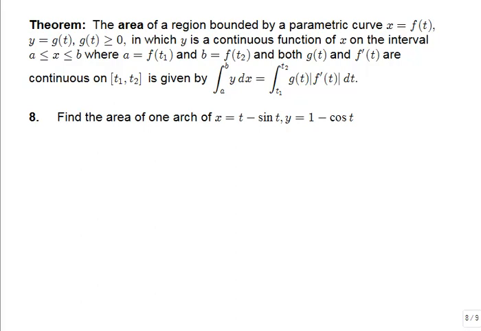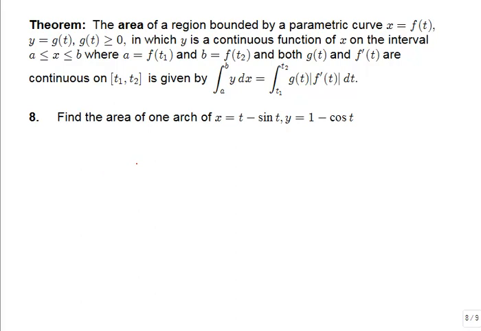Another theorem: to calculate the area of a region bounded by a parametric curve, x equals f of t, y equals g of t, where g of t is greater than or equal to 0, in which y is a continuous function of x on the interval a to b, where a is f of t sub 1 and b is f of t sub 2, so the x values that this ranges between, and both g of t and f prime of t are continuous on the interval t1 to t2.